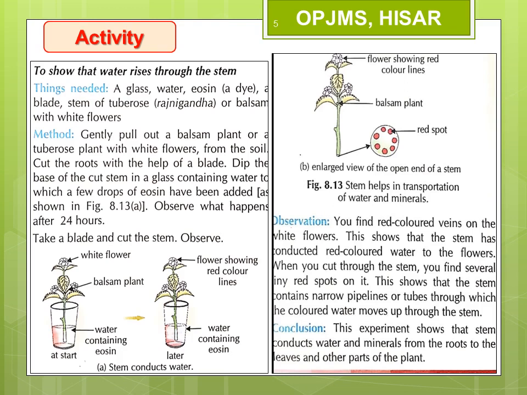If we cut a transverse section of the stem and observe it with the help of a lens, we will observe a number of spots of the colored dye arranged in a ring. These spots are actually the narrow pipelines or tubes which run through the stem and help in conduction of water from the roots to various parts of the plant.